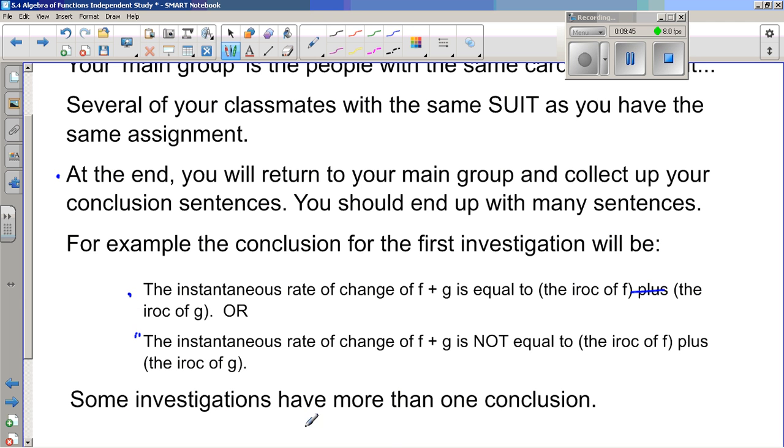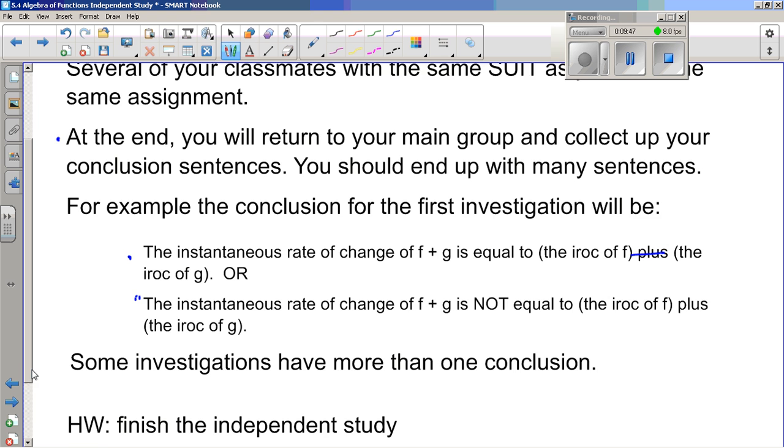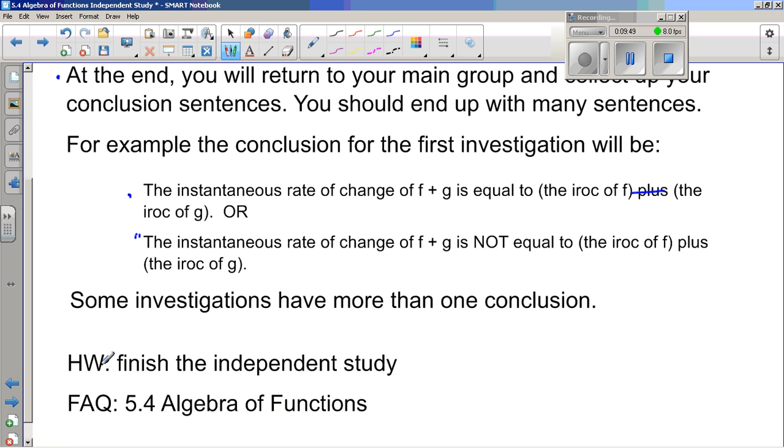Notice some investigations have more than one conclusion. And the homework is just to finish this in class. And it is a bunch of work. You need to focus and get into it, okay? Hopefully you kind of understand what's going to be asked of you today. But that's it. There is an FAQ, but it's this independent study that's the main thing today.